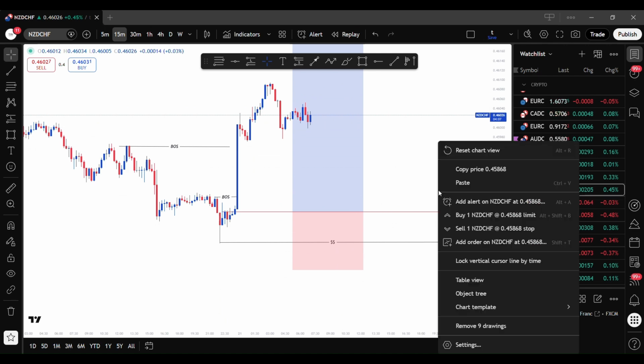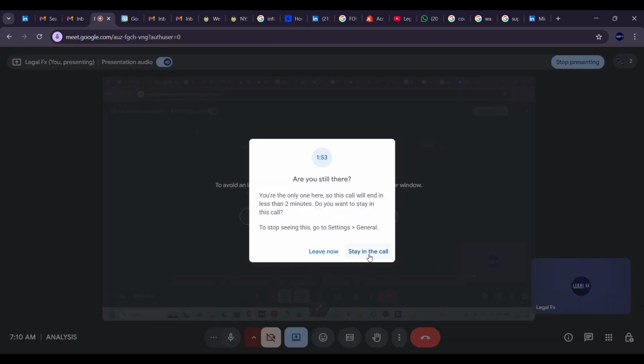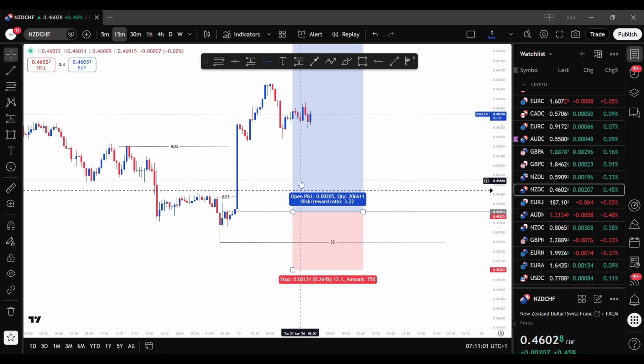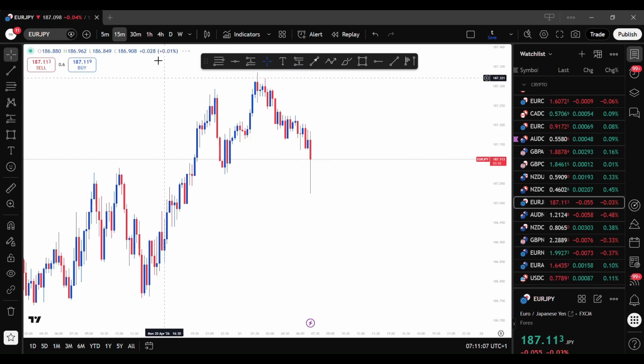Just waiting for entry from here. We're going to go on this point here. Waiting for entry from this point here. So when market comes to this point, I will notify you guys in the group. On Euro JPY, check the Euro JPY. There is nothing for now.